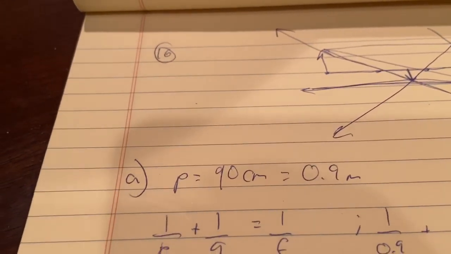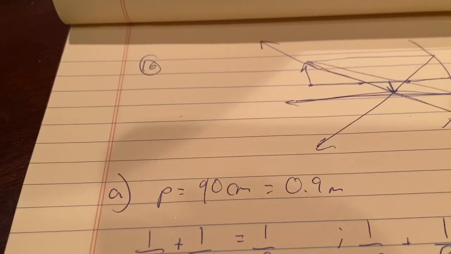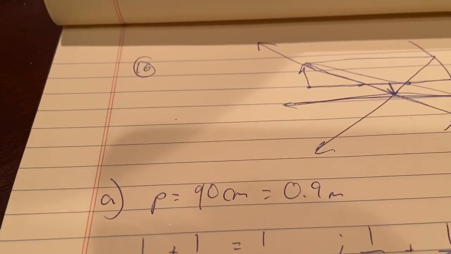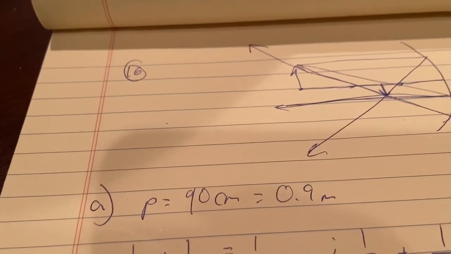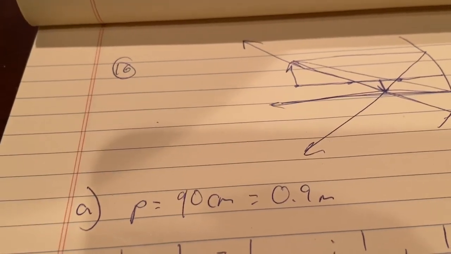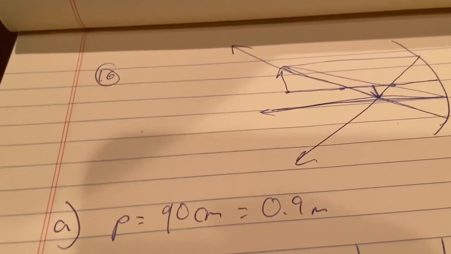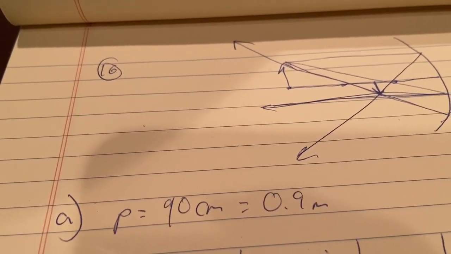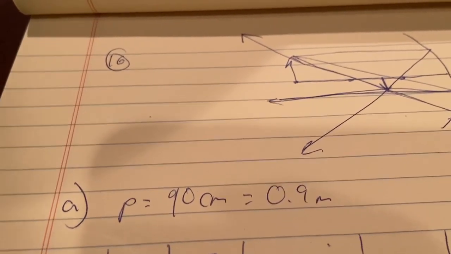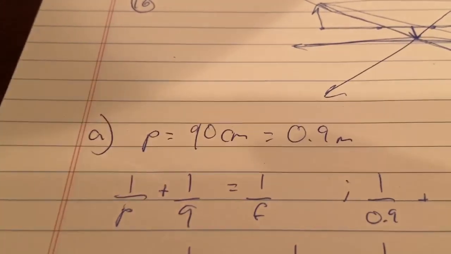So here we have a concave mirror with a radius of curvature of 60 centimeters. We want to calculate the image position and magnification of an object placed in front of the mirror at distances of 90 centimeters and 20 centimeters. We're also going to want to draw ray diagrams to obtain the image characteristics in each case. All right, so we'll begin.